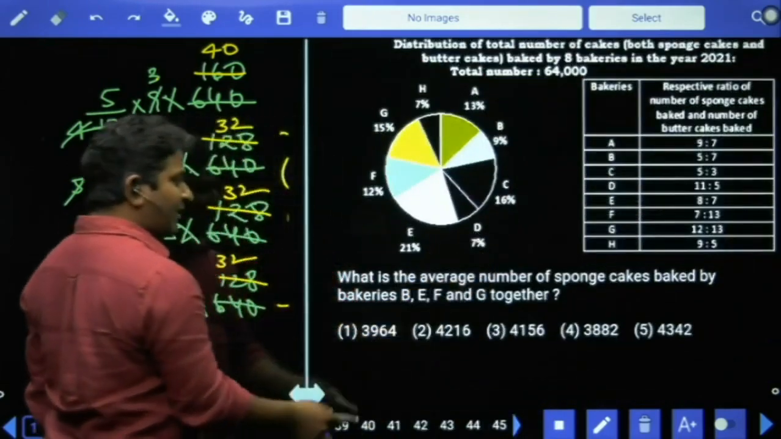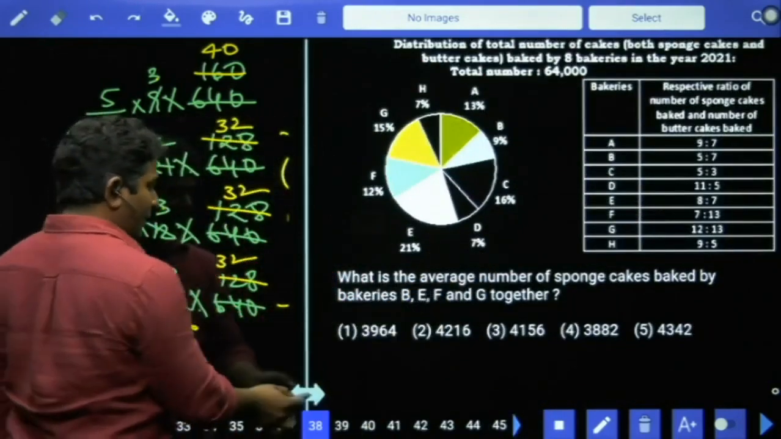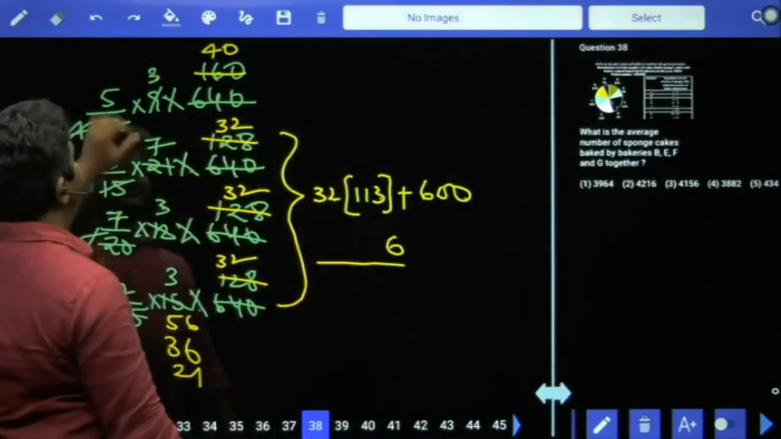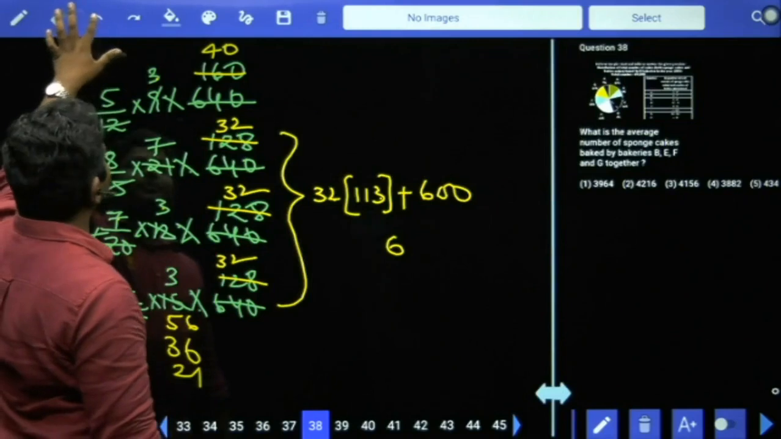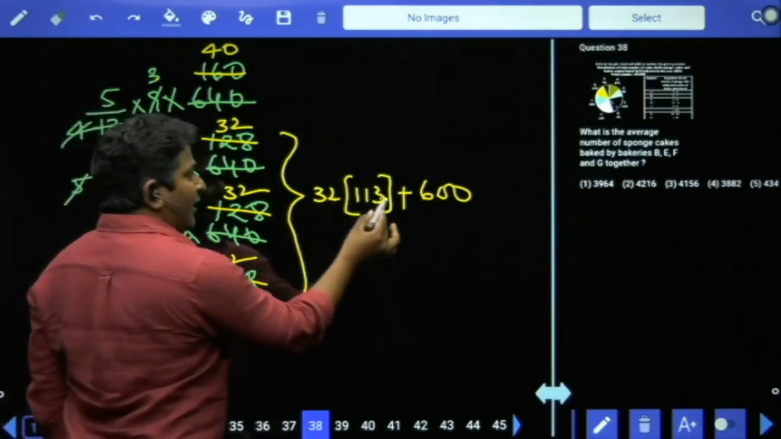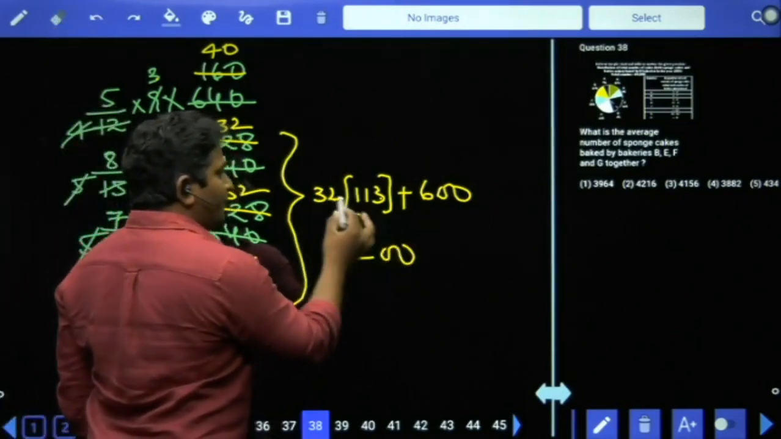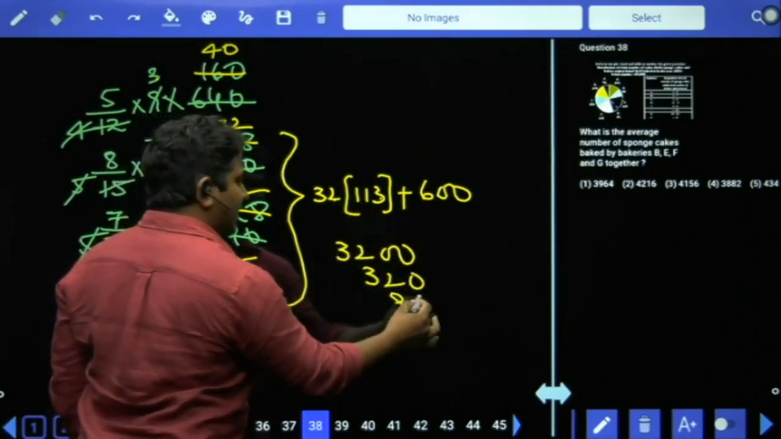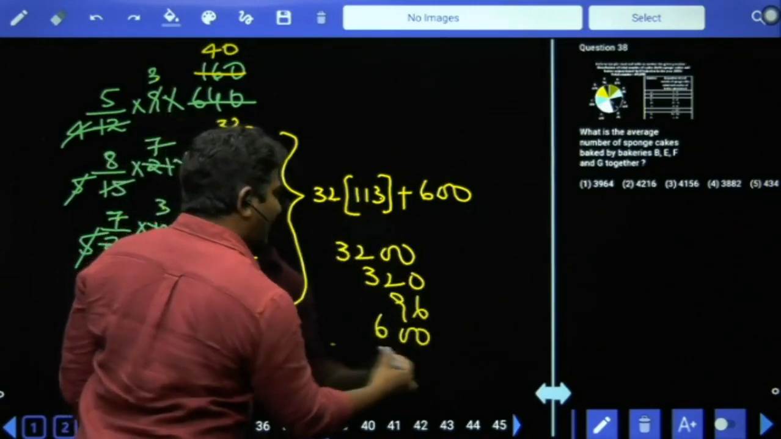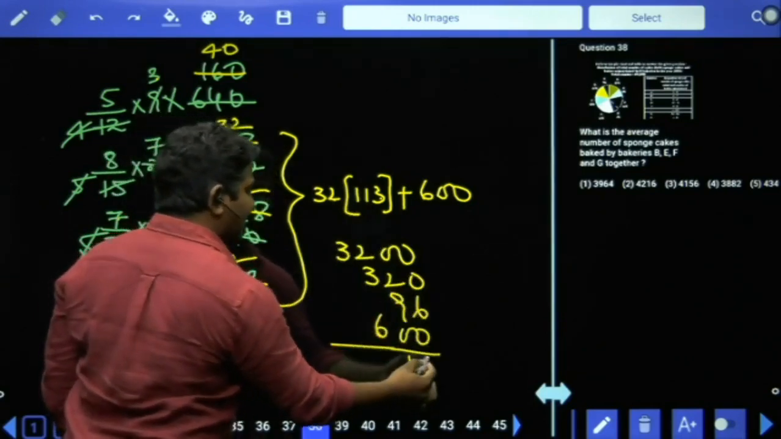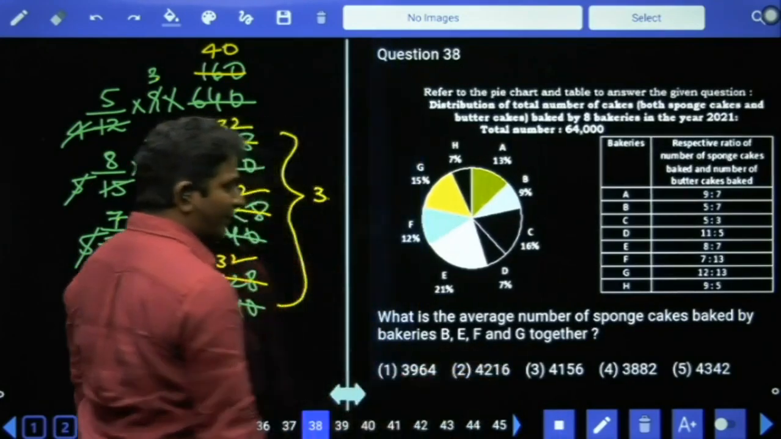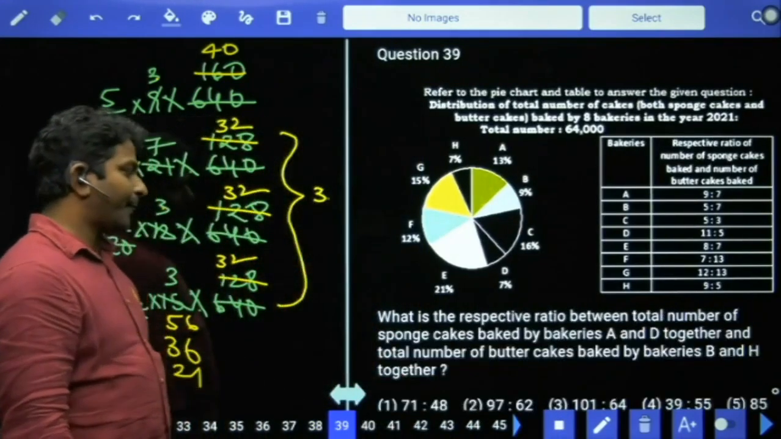How many options are there? 2 options are there. Now let us see whether we have any simplification or not. No. Directly we have to calculate that. 32 into 100 is 3200. 32 into 10 is 320. 32 into 3 is 96. To this, if you add 100, 20 plus 96, 116. Answer should end with 16. And there is only one option, the second option is the answer.